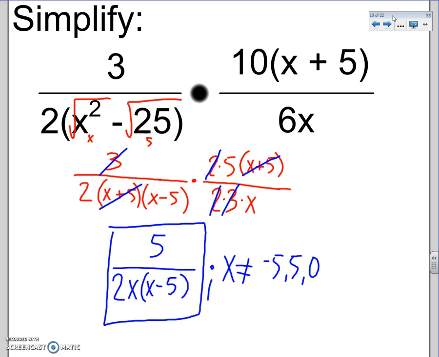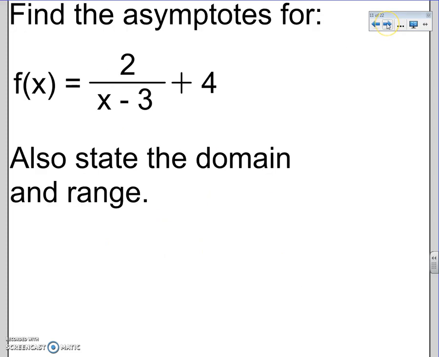Alright, next one. Find the asymptotes for this. Also state the domain and range. Alright, let's graph it. Let's see, that is rational, so chapter 8. We know A is positive. So that means we start in the top right.